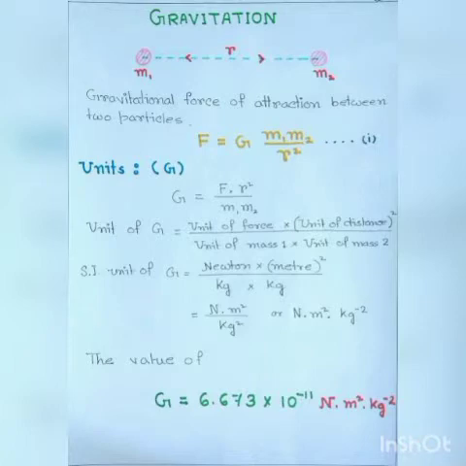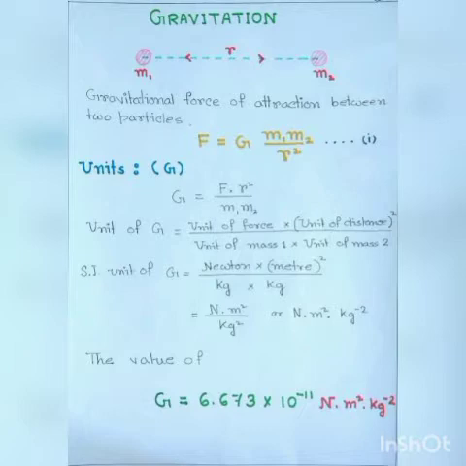In our last class, we learned that the gravitational force of attraction between two particles of masses m1 and m2, separated by a distance r, is G into m1 into m2 by r square, where capital G is the universal gravitational constant. Today we will start our discussion with the derivation of the unit of G.